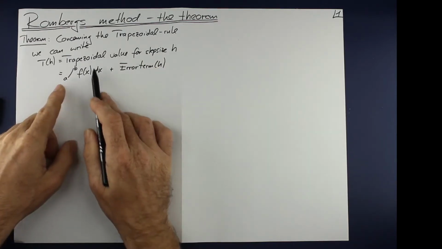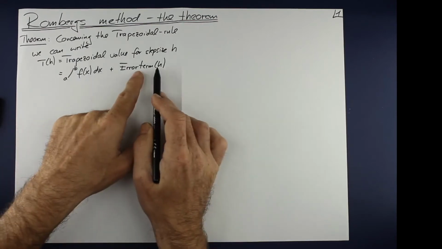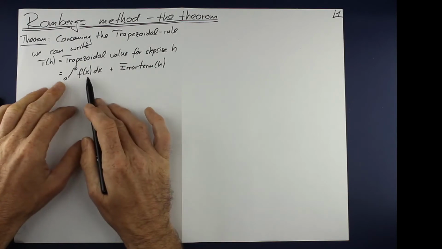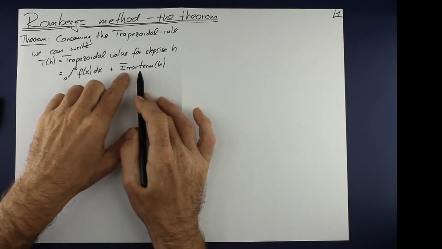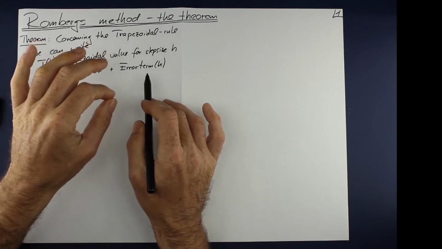And we can write that to be the exact value plus an error term. We will not know the exact value, and so we cannot know the error term. But this is a great idea, as we will see.